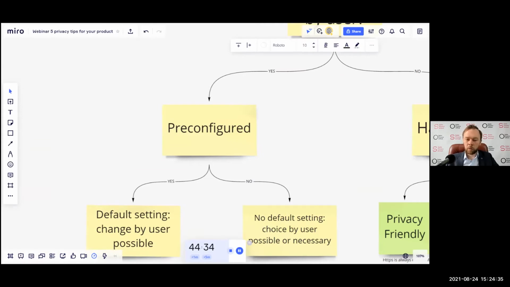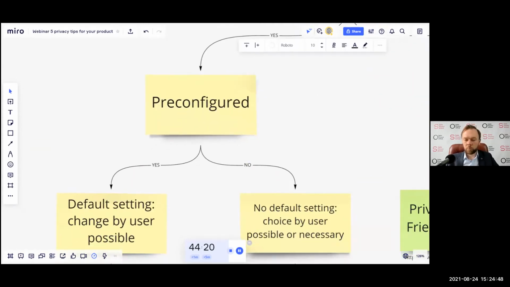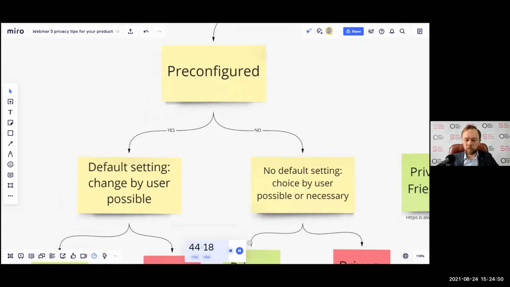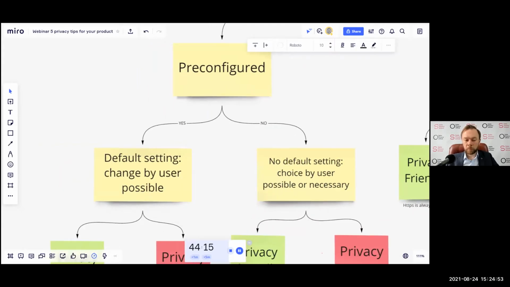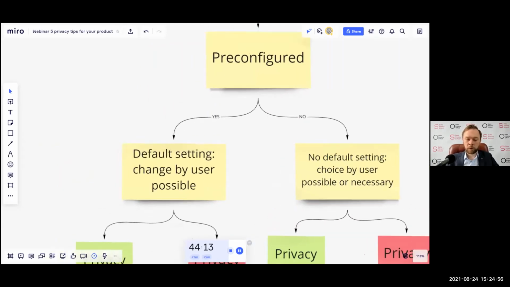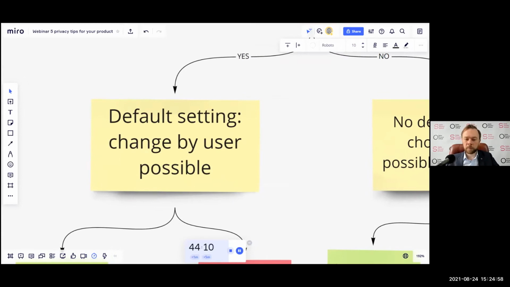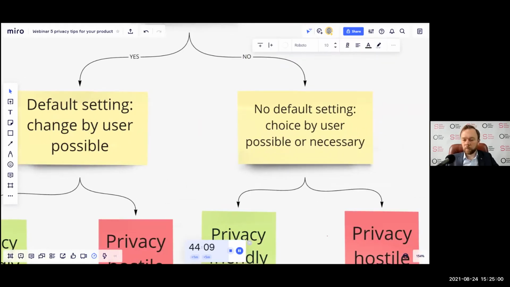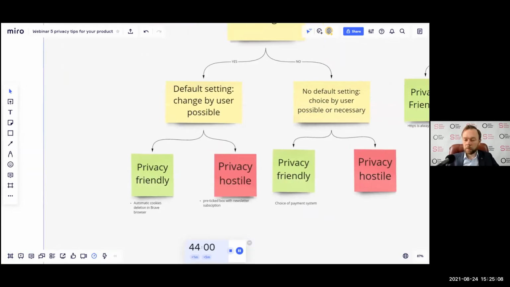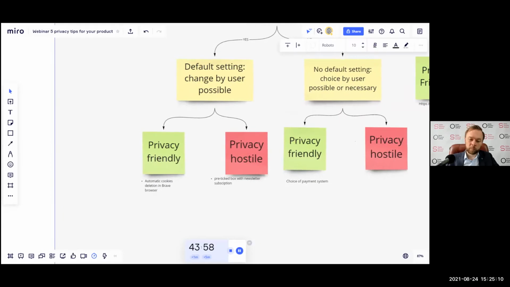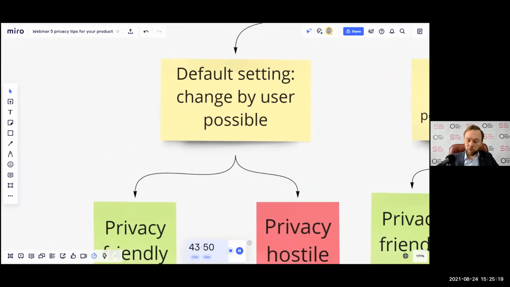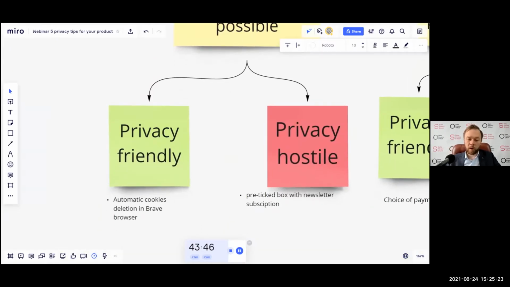And the second type is when settings could be changed by the user: when the change is possible and there is a default setting, or when no default setting is set, but a choice by the user is possible or necessary. I'll give you a couple of examples of privacy-friendly and privacy-hostile settings here. In case the default settings are present, they might well be privacy friendly.